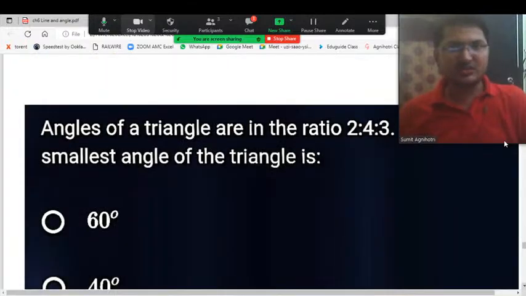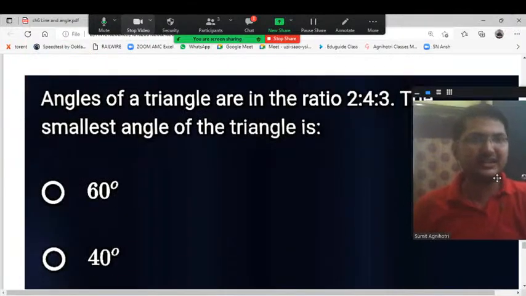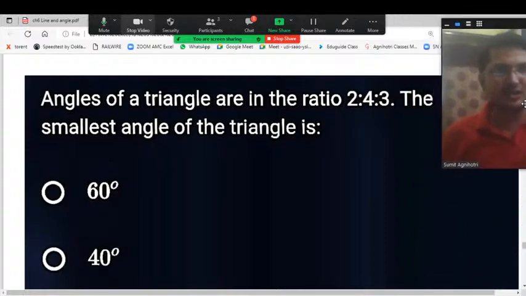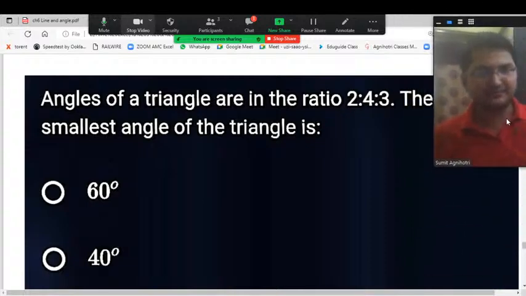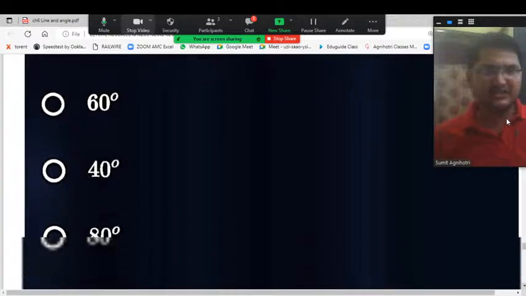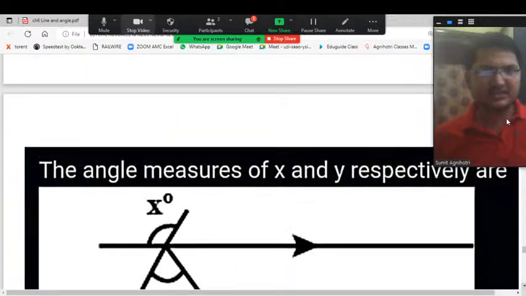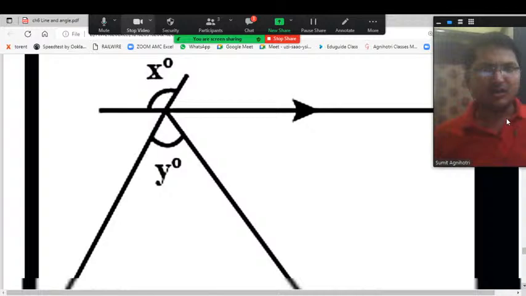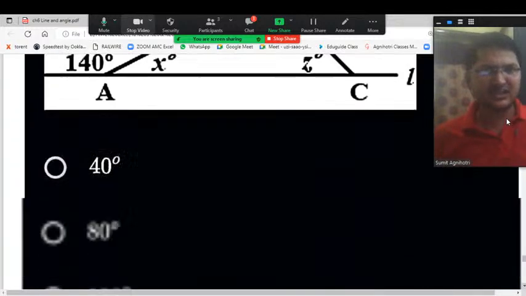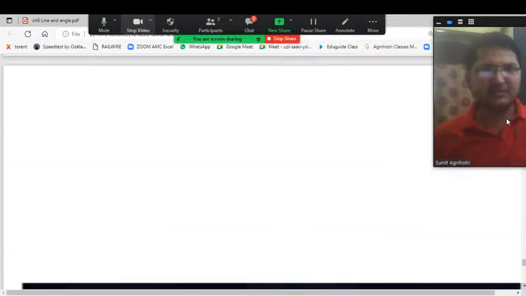Now the next question: angles of a triangle are in this ratio. You take a screenshot of this. I want you to solve it at your place. This will be your homework. I will share this PDF, so don't worry. This question is also your homework. Solve this question as well, and all the remaining questions.